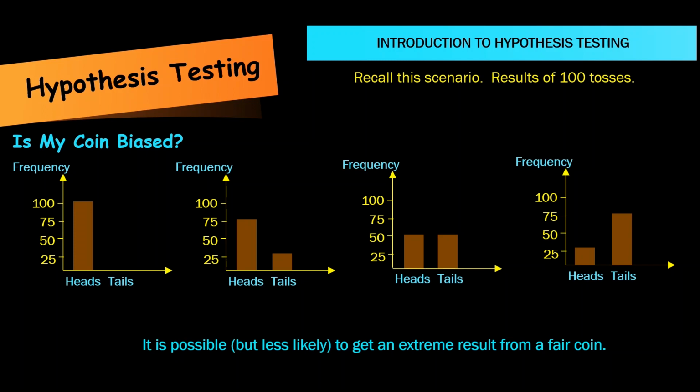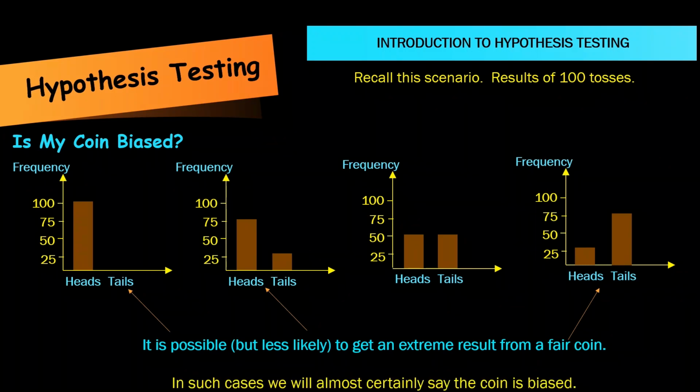And that is what we mean when we say that it is likely that we can get an extreme result from a fair coin. For example, these extreme situations here. In such cases, we will almost certainly say the coin is biased. Let's have a look at some theory with this example in mind.